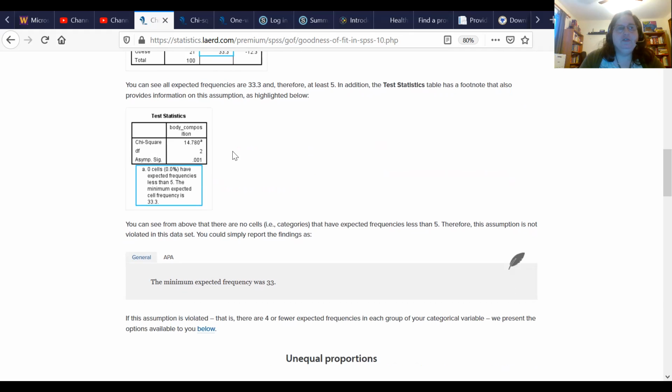Okay, so let's look at this result. We get a nice high chi-square, df of 2. Why? Because there were 3 categories. And our p-value is 0.001. Great. Significant, right? Less than 0.05 for sure. It is significant.